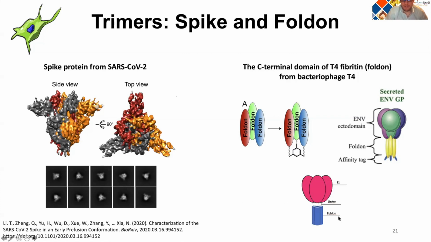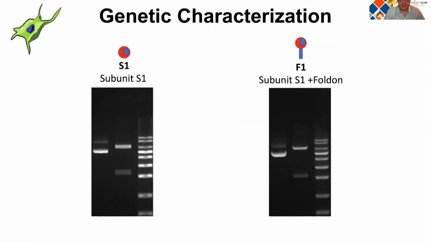We have previously worked on the formation of trimers with this foldon in Ebola virus. So the idea is to combine the foldon and the S1 subunit to emulate this form in the virus. And here you can see the characterization of the vectors to produce S1 and F1 proteins in mammalian cells.